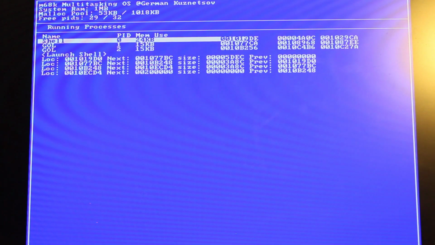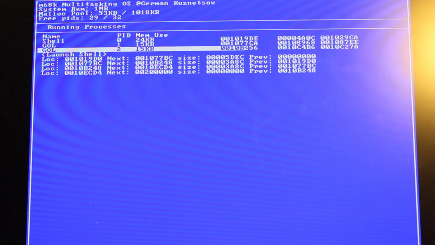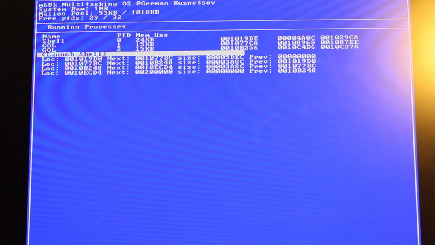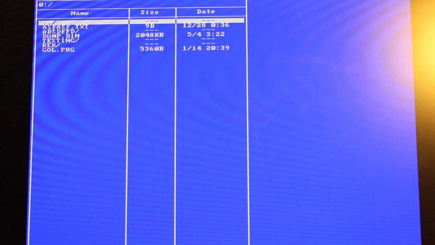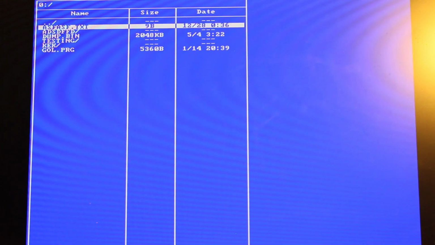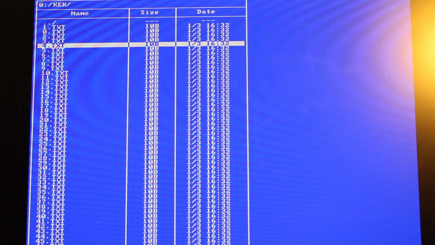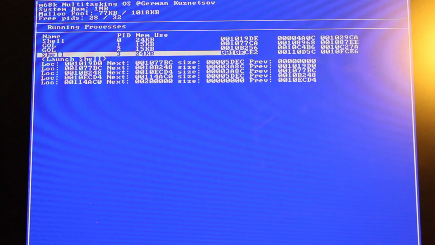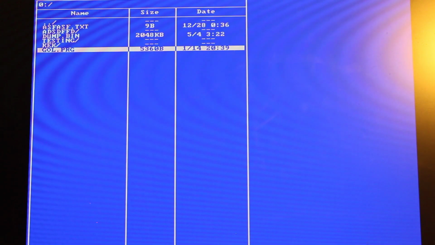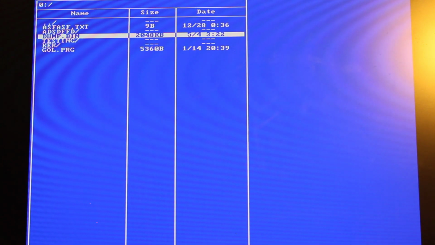You can also use the kernel to shut down a particular process, but this is currently broken, so I'm not going to do that. And of course, if you want to, you can also launch a second instance of the shell. So for example, this instance is in, let's say, this folder, but I can have the other instance of the shell be in the root folder.